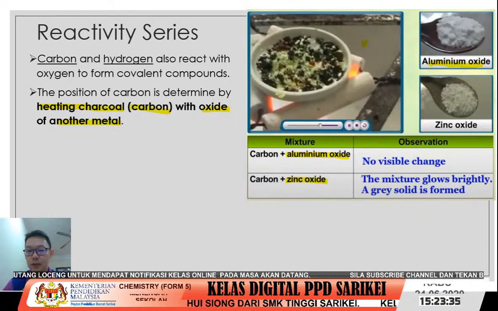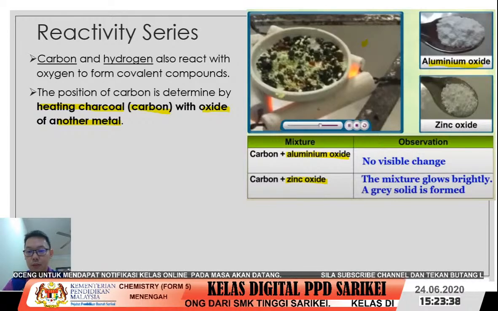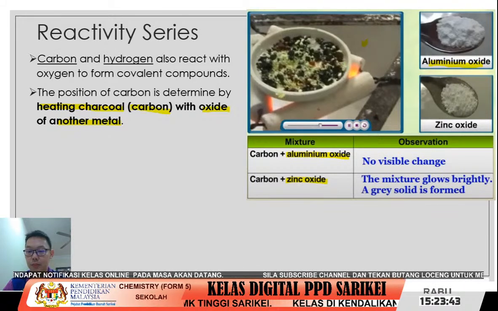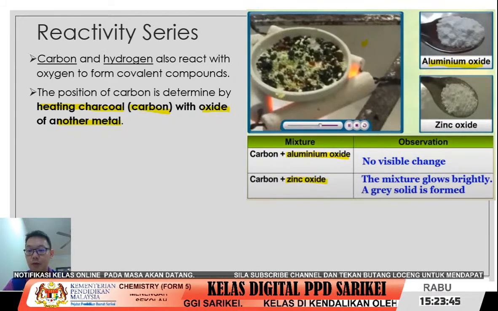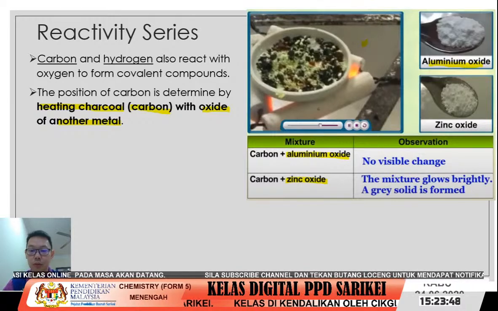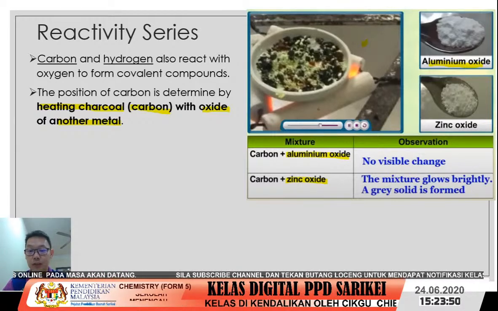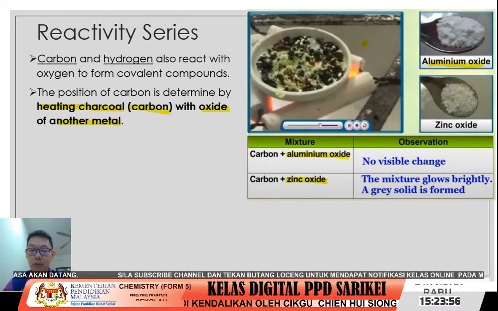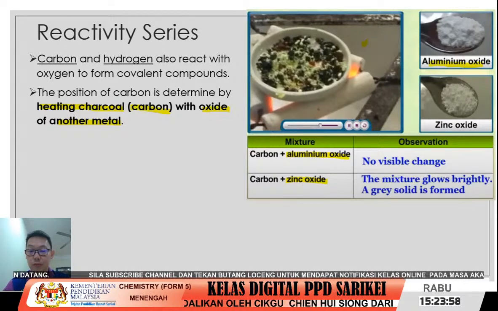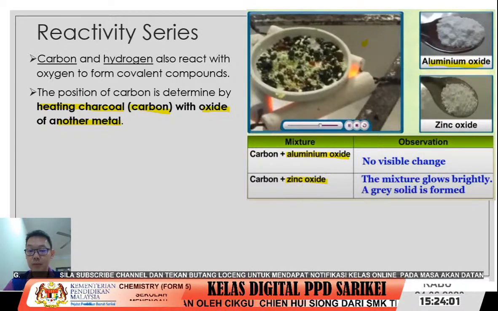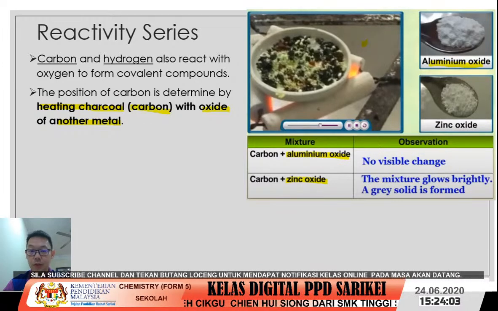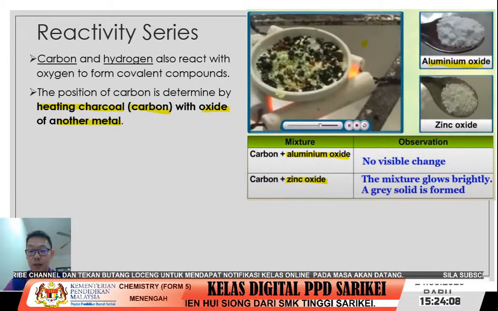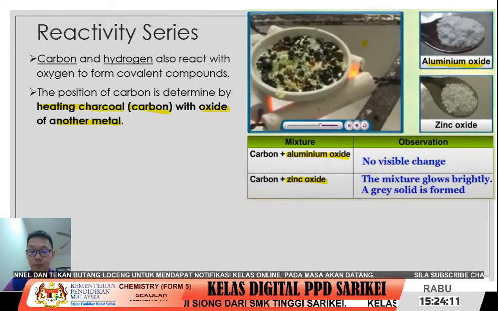The gray solid is zinc powder. So at the end of the experiment, we can collect the gray solid. That means we obtain zinc powder from this chemical reaction. So carbon had displaced zinc from zinc oxide. This indicates that carbon is more reactive than zinc. So carbon can displace zinc from zinc oxide, and the position of carbon inside the series is placed above zinc.